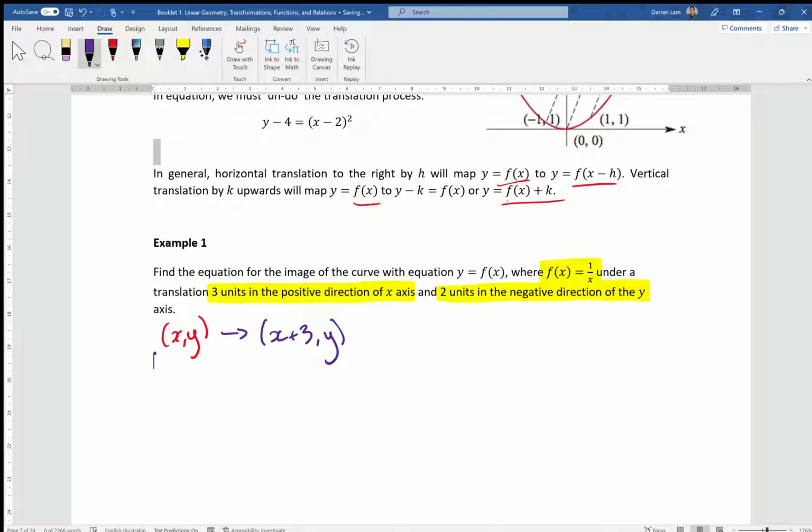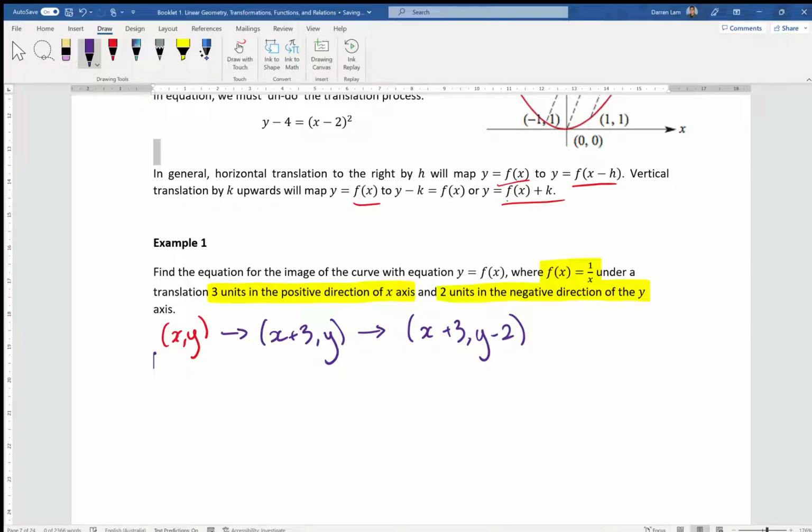Now we apply our second translation. This time, 2 units in the negative direction of the y-axis. The negative direction of the y-axis, so we're going quote-unquote down. We're going to shift our y to y minus 2.